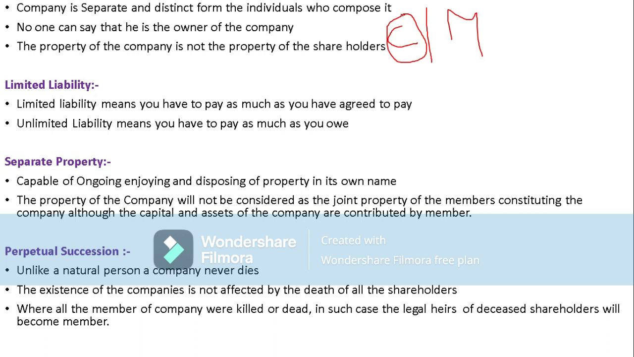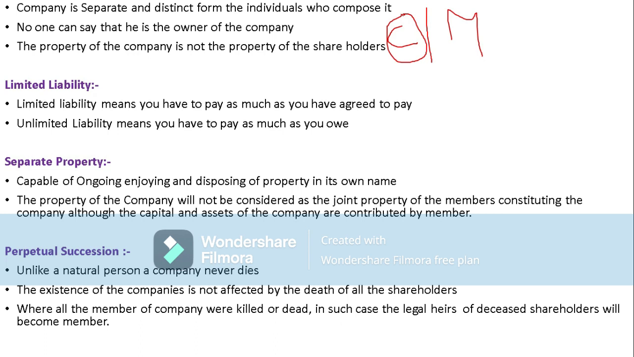Now coming to perpetual succession. What does perpetual succession mean? It is a continuity of business. Unlike a natural person, a company never dies. Even though the persons working in the company, like directors, die, for example, if any director dies, the company will not stop there, the company will not end there.